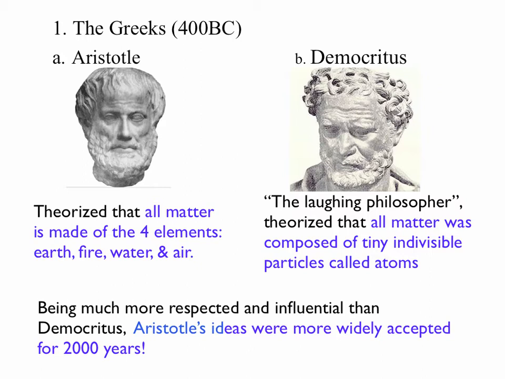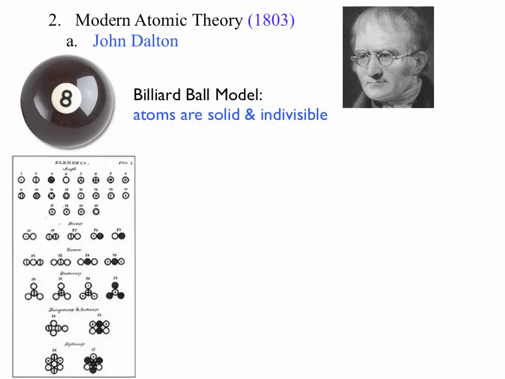Anyway, so now we're going to jump ahead. We're at 400 or 500 BCE, and now we're going to jump up to around 1803 with John Dalton. So he was the first one to say, I think Democritus might actually have a point here. And so he came up with what we call the billiard ball model, that atoms are solid and indivisible.